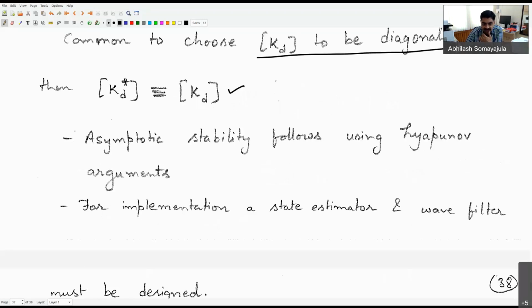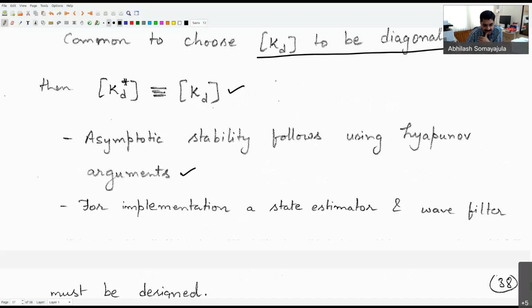All right. Asymptotic stability for the system follows from Lyapunov arguments. We have seen this before. This is the same idea which we have seen for the NEMO-based nonlinear PID control law. So whatever holds there continues to hold here as well.